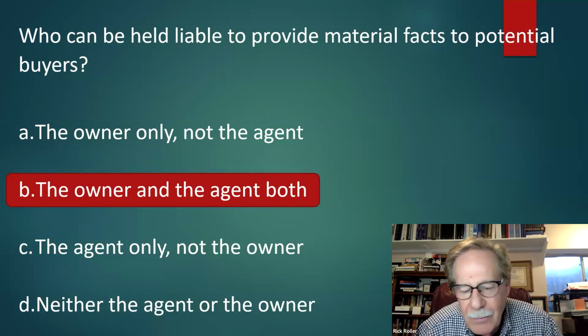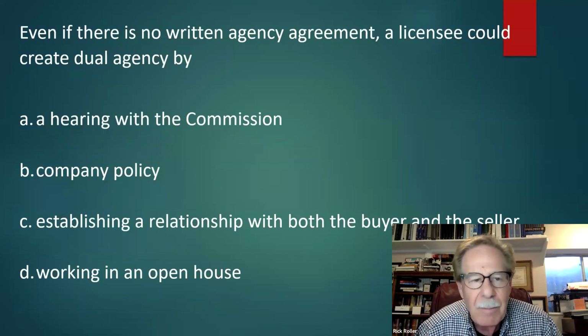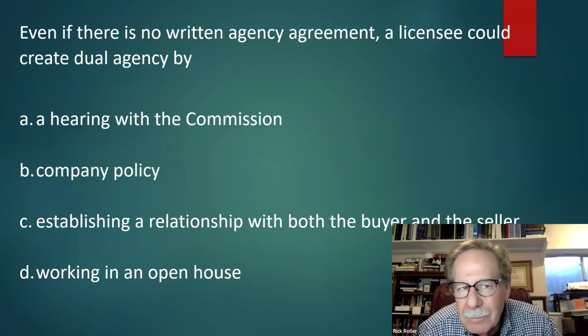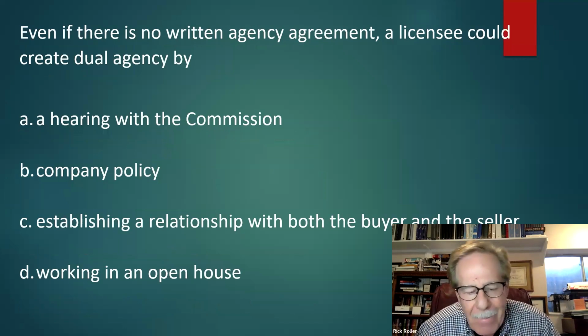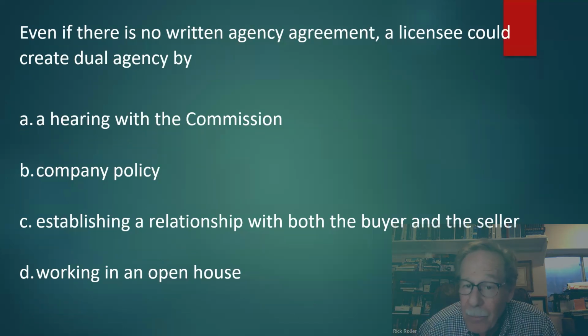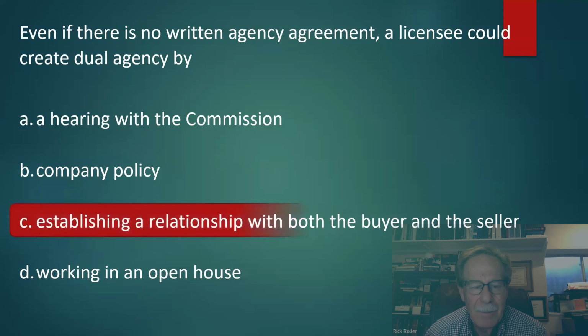Even if there's no written agency agreement, a licensee could create dual agency by... A hearing with the commission? Yeah, you don't want one of those, but that has nothing to do with this particular transaction other than they're regulating it and making sure it was done right. Company policy? Establishing a relationship with both the buyer and the seller. Okay, so if you have this tight relationship with both, even though there's no written agreement with one of the parties, it might be ruled dual agency. So the correct answer to this one is C.